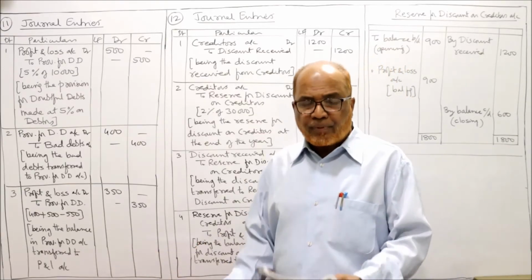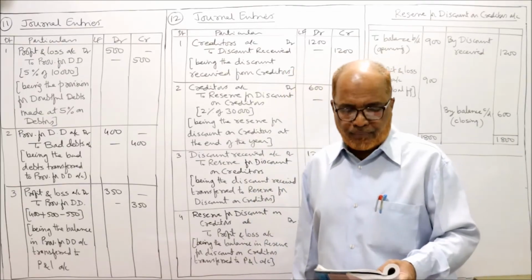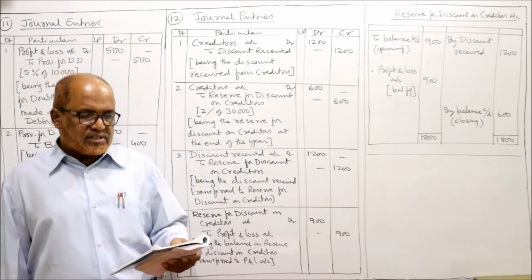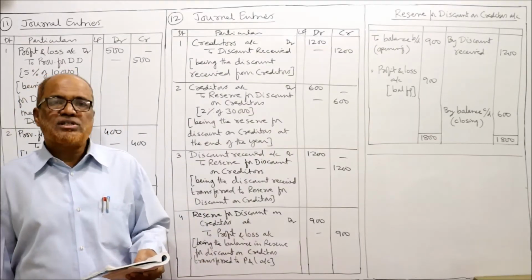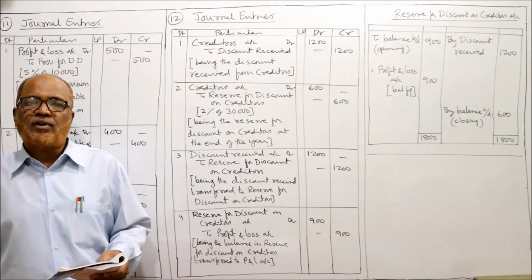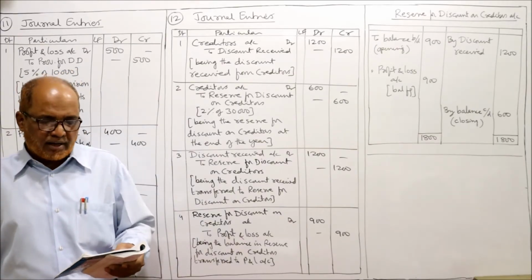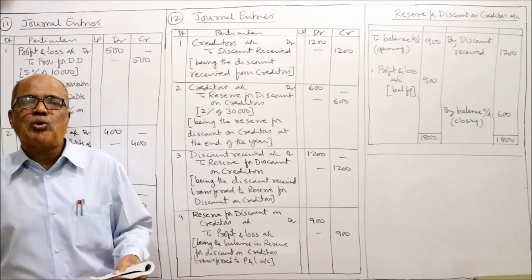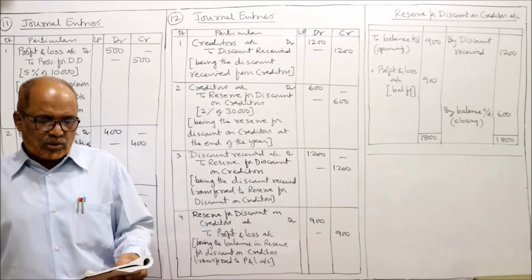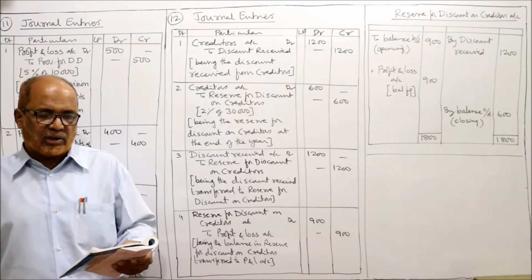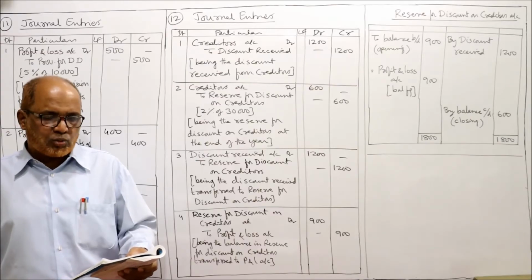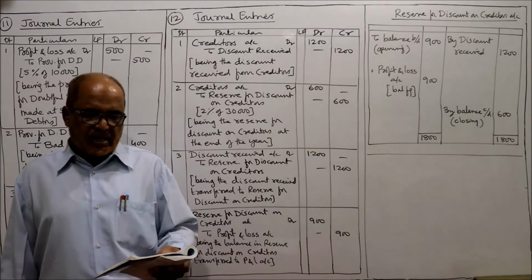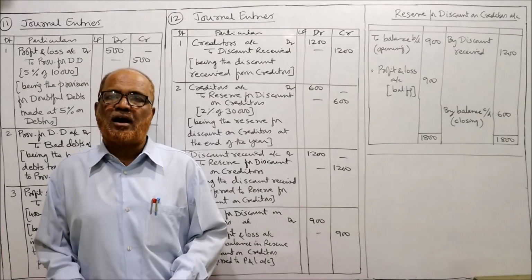Problem number 11 is done. Now I am reading out problem number 12. Now see carefully. The reserve for discount on creditors as on 31st December 2012 was 900 rupees. The reserve for discount on creditors at the beginning of the year is 900. During the year 2013, discount received from creditors totaled 1200. On 31st December 2013, the creditors totaled 30,000. The reserve for discount on creditors to be kept is 2% of the creditors. Give the required journal entries and the reserve for discount on creditors account.